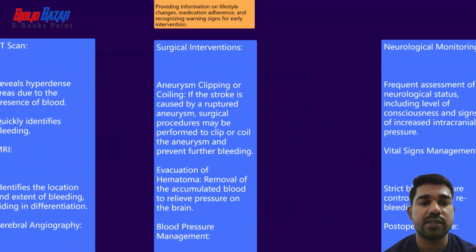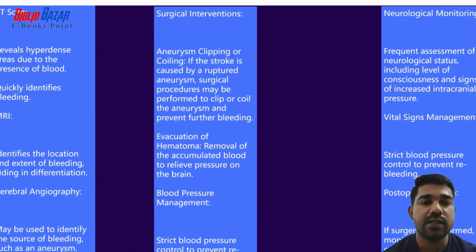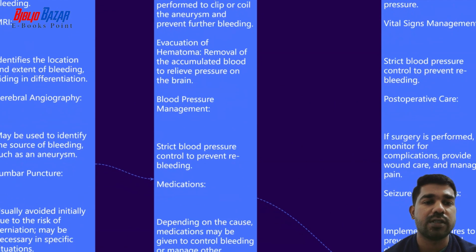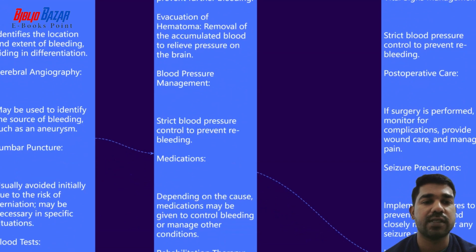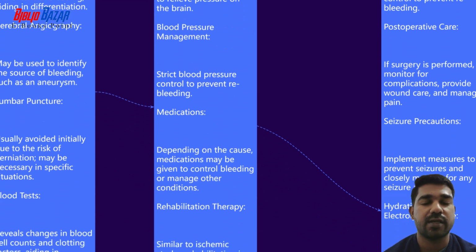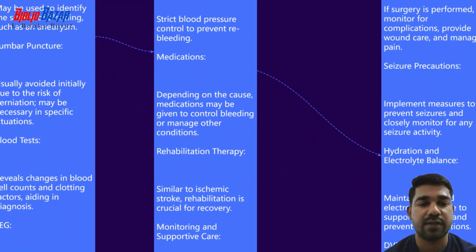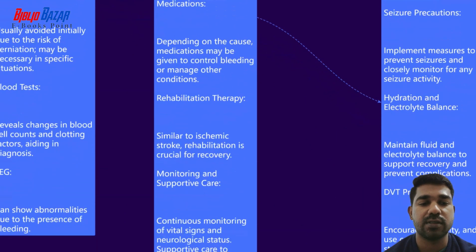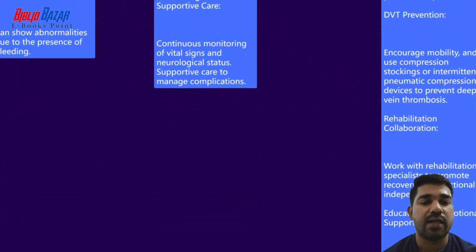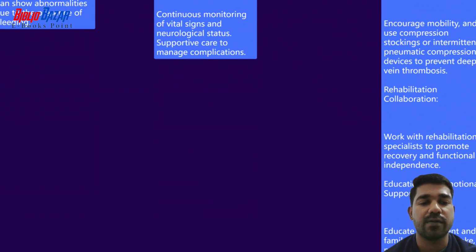And the nursing interventions are neurological monitoring, frequent assessment of neurological status, then vitals monitoring; strict blood pressure control is important. And post-operative care: we should maintain asepsis if the patient has undergone surgery. Then seizure precautions: the patient should be monitored for seizure activity. Hydration is important, and DVT prevention.